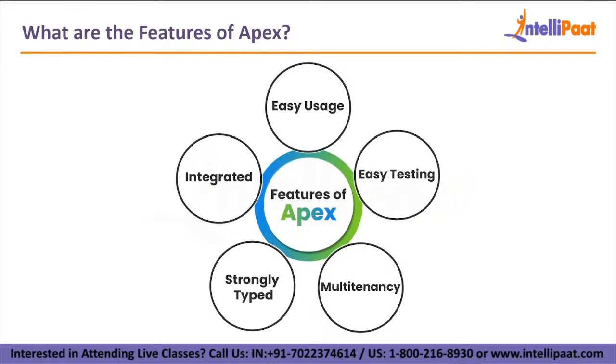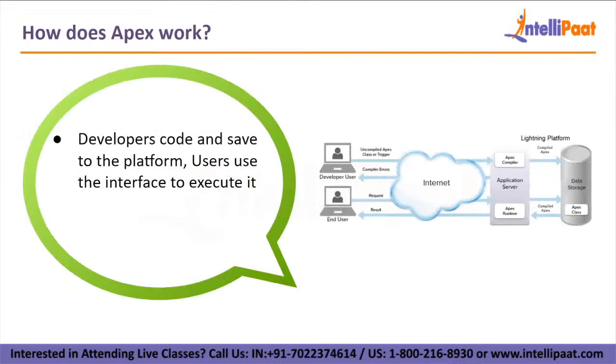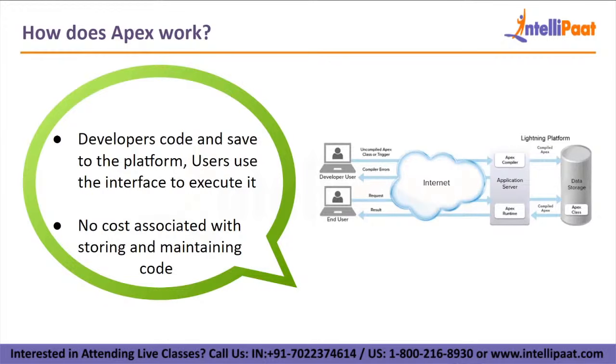Our next topic is, how does Apex work? On the Lightning platform, Apex operates totally on demand. Developers develop and save Apex code to the platform, while end users utilize the user interface to execute the Apex code. The Lightning platform is used to build, store, and run Apex. It's observed that Apex is completely based on the on-demand Lightning platform, with all data or code being kept in the cloud. As a result, there is no cost associated with storing and maintaining the code.